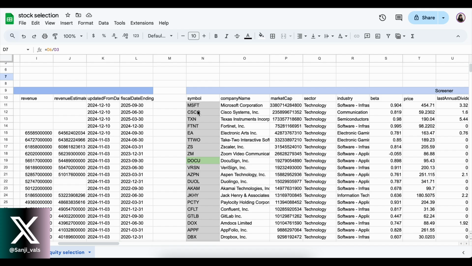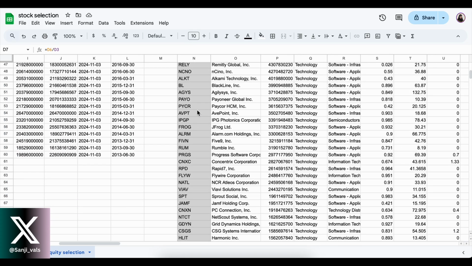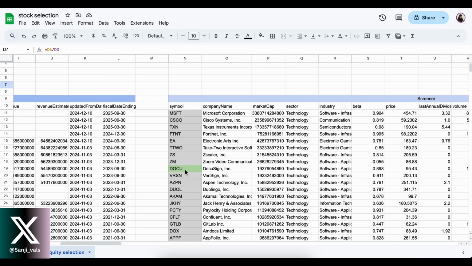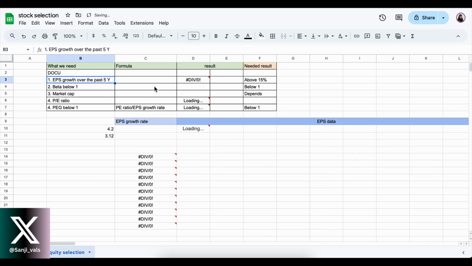And similarly, I did this for all of those stocks. That's a manual job. I've spent around 1 hour filtering all those stocks. And after doing that, I found DocuSign, with the stock ticker DOCU, also in the technology sector. When we input the stock ticker over here, let me input it here.